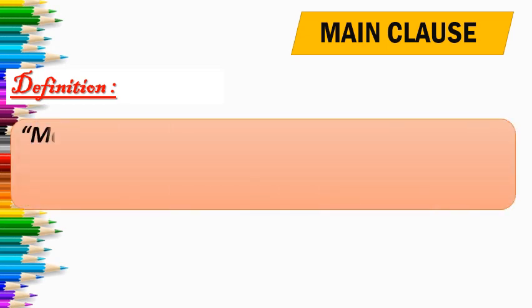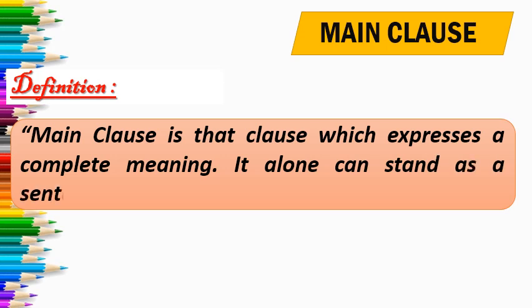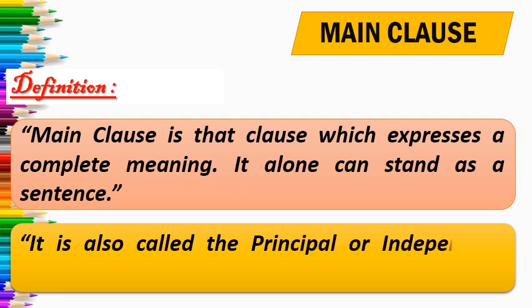Let's see what is the meaning of main clause. Main clause is that clause which expresses a complete meaning. It alone can stand as a sentence. Means main clause, it is a clause which is giving a complete meaning by its own. It is also called the principal or independent clause.